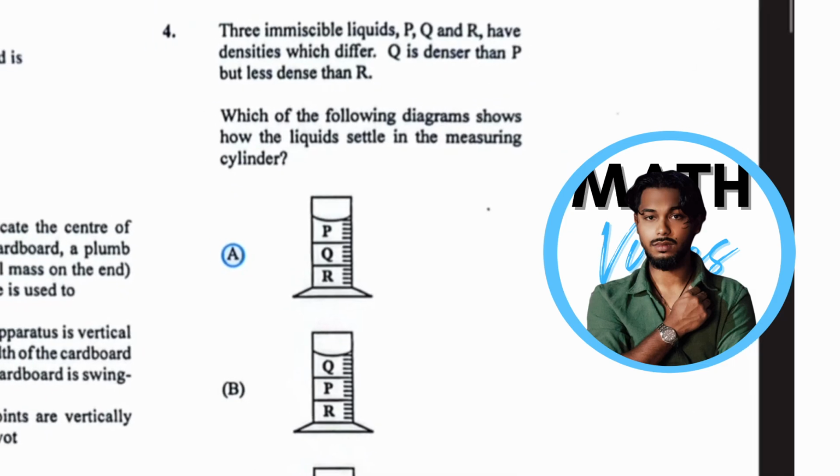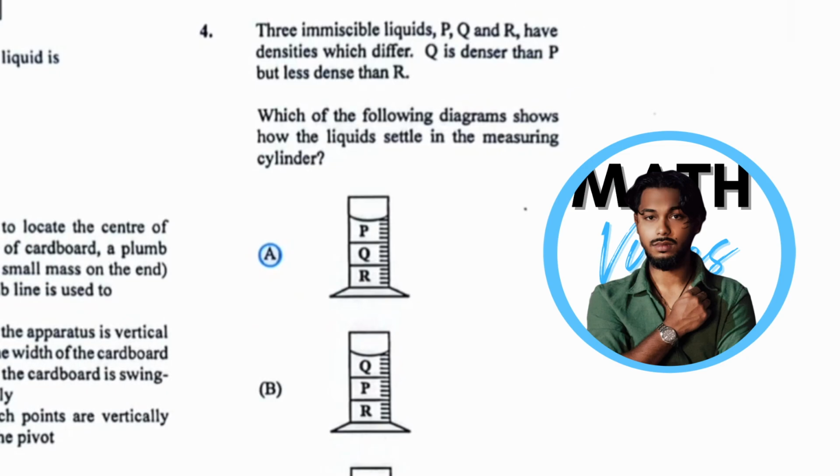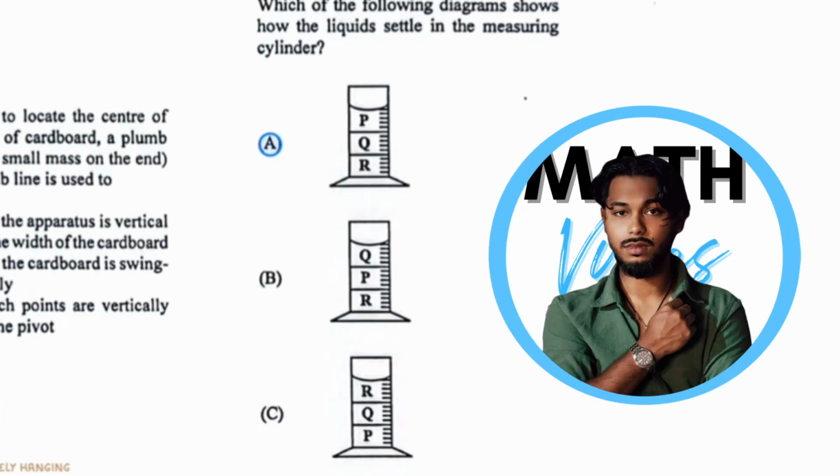Question 4. Three immiscible liquids, P, Q, and R, have densities which differ. Q is denser than P, but less dense than R. Which of the following diagrams shows how the liquids settle in the measuring cylinder? You should understand what immiscible means. Immiscible kind of sounds like immixable, meaning that they don't mix.